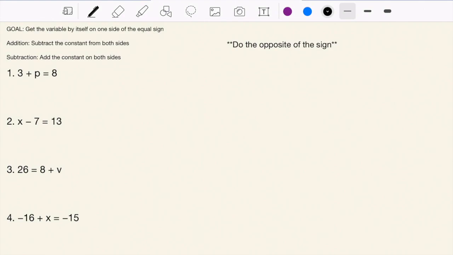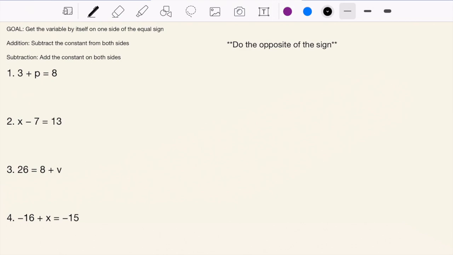Now we're getting into the algebra proper and dealing with one-step equations. When we talk about one-step equations, our goal is to get the variable by itself on one side of the equal sign. What that means is with addition, we're going to subtract the constant from both sides, and with subtraction, we're going to add the constant to both sides. So we're going to do the opposite of what the equation has in there. And the constant just means the number by itself.